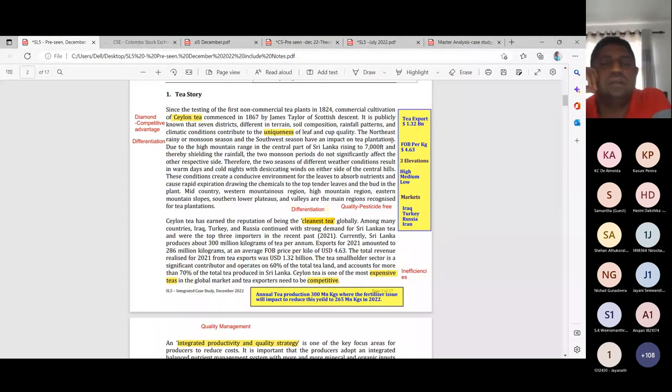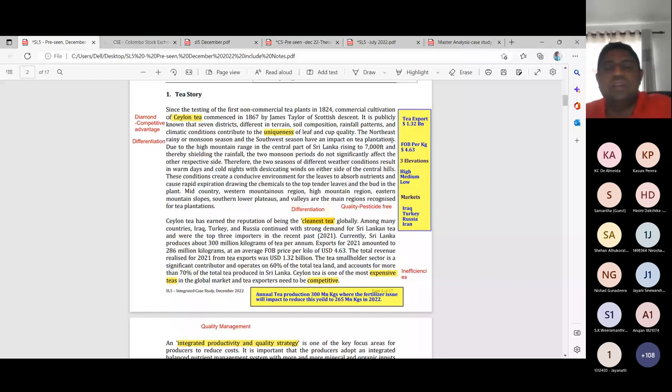Then the northeast rainy or monsoon season and the southwest season have an impact on tea plantations due to the high mountain range in the central part of Sri Lanka rising to 7,000 feet. And thereby shielding the rainfall, the two monsoon periods do not significantly affect the other respective side. Therefore, the two seasons of different weather conditions result in warm days and cold nights with desiccating winds on either side of the central hills. These conditions create a conducive environment for the leaves to absorb nutrition and cause rapid transpiration, drawing the chemicals to the top tender leaves and the bud in the plant. So that is how the climate in Sri Lanka is helpful for tea plantation, as explained now.